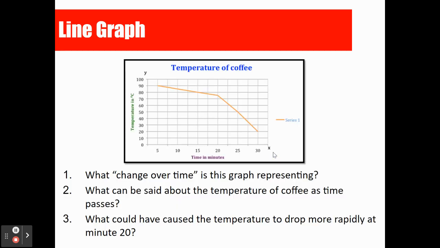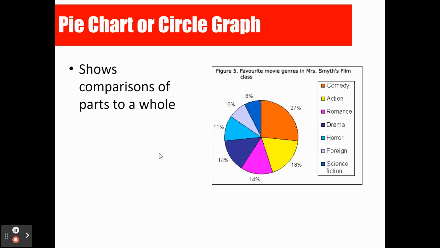All right, here's another line graph. We have our time, what change over time the graph is representing, and that's going to be on the x-axis. The y-axis is going to be over here. This is my independent variable. This is my dependent variable. Make sure that you are becoming comfortable with those terms.